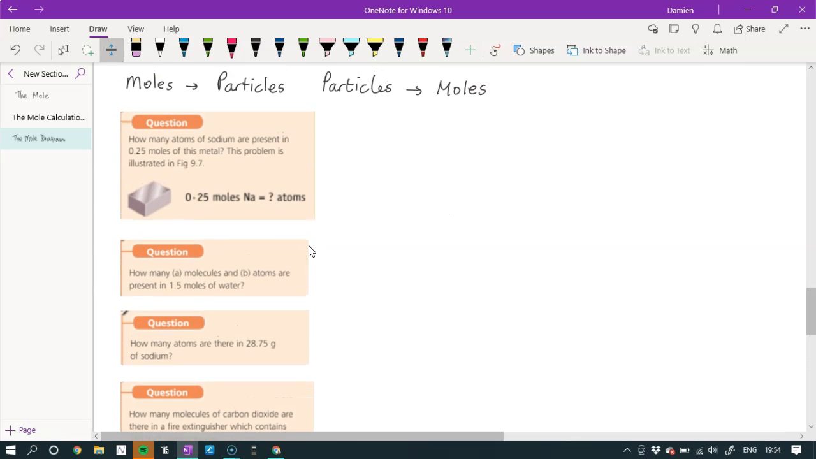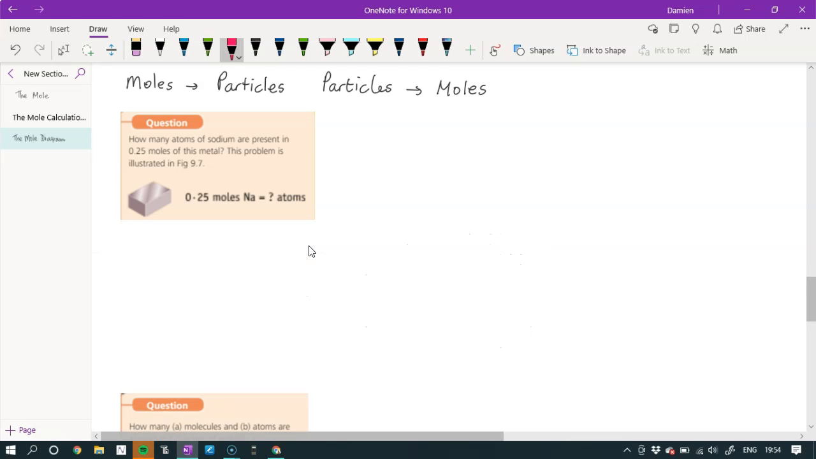So there's a good few in this. Take your time with them. How many atoms of sodium are present in 0.25 moles of this metal? So let's have a look. Identify again what we've got here. We have how many atoms. So we want to be at the atoms part.